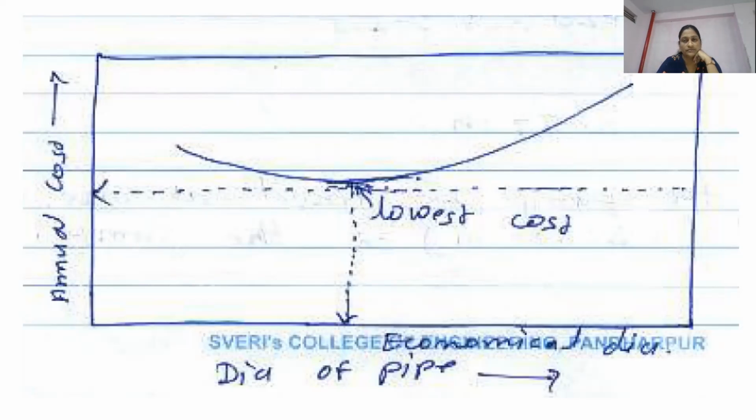Have you drawn it or do you want to draw it? 14 participants. No one is talking. Am I audible, guys? Snehal, you are asking about the lowest cost.